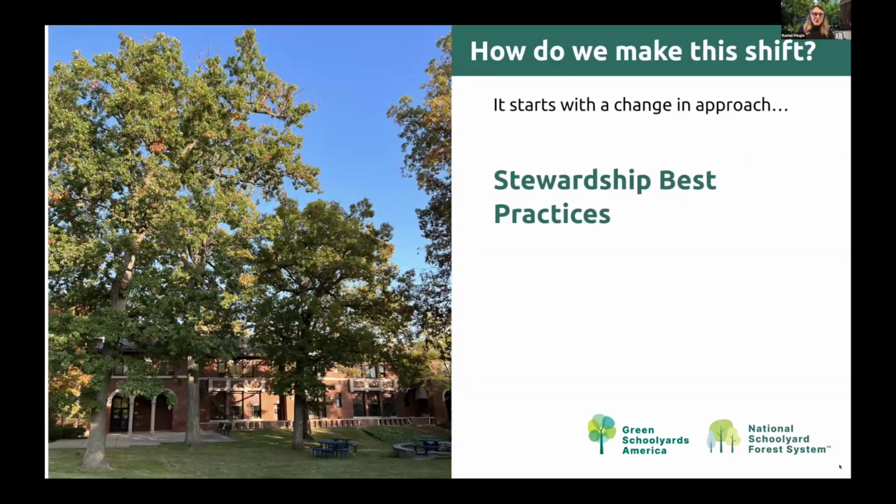So going back just briefly to the original question of how do we go from one schoolground paradigm to the next, it also starts with a change in approach. And so we offer the following best practices to support schools and districts in ensuring the long-term sustainability of schoolyard forests and living schoolyards.